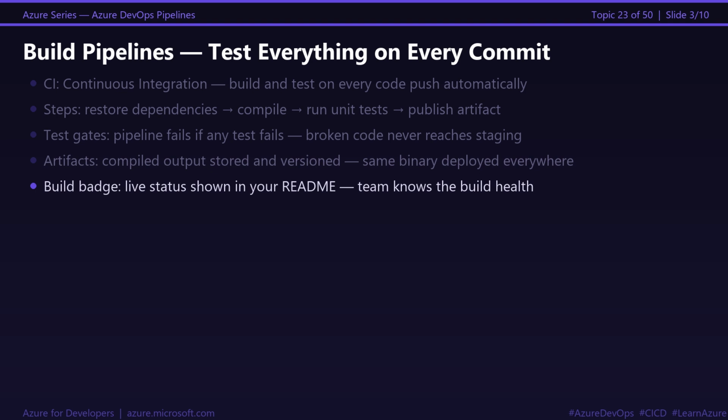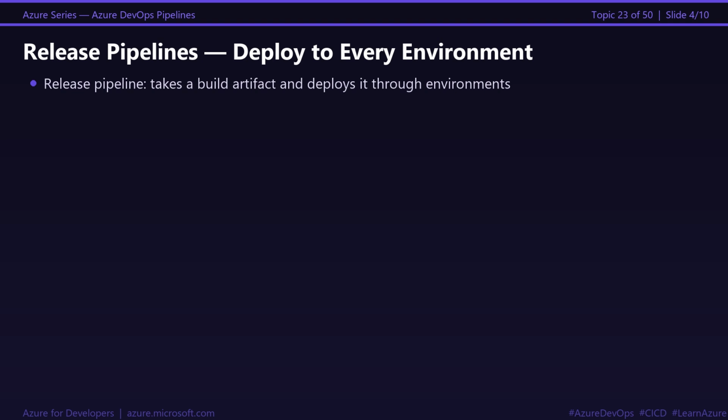Once your build pipeline creates an artifact, the release pipeline takes over. It promotes that artifact through your environments. First to development, automatic, no approval needed. Then to staging, triggers automatically after dev succeeds. Then to production, waits for manual approval.